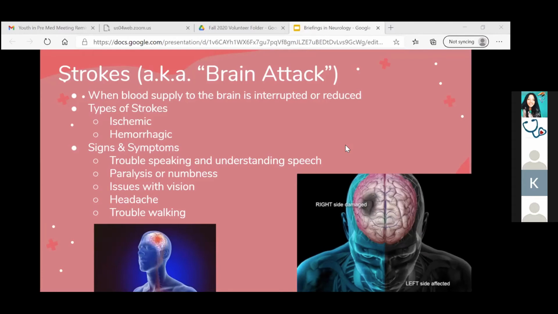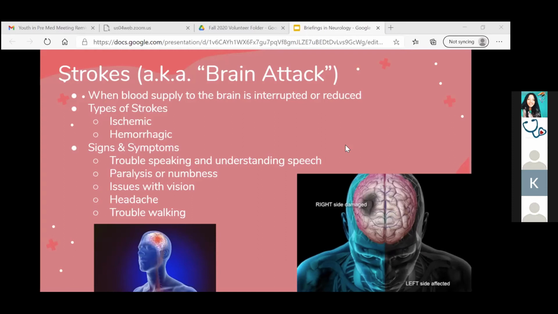There are two main types of strokes. About 80% of strokes are ischemic strokes, which occur when clots form in blood vessels in the brain, or in another part of the body, which then travel to the brain. Hemorrhagic strokes are less common, but common nonetheless. This occurs when a blood vessel in the brain breaks or ruptures and the blood seeps into the brain tissue, damaging brain cells.